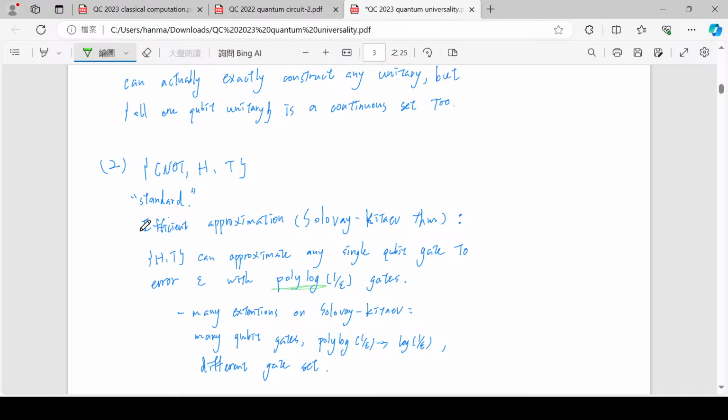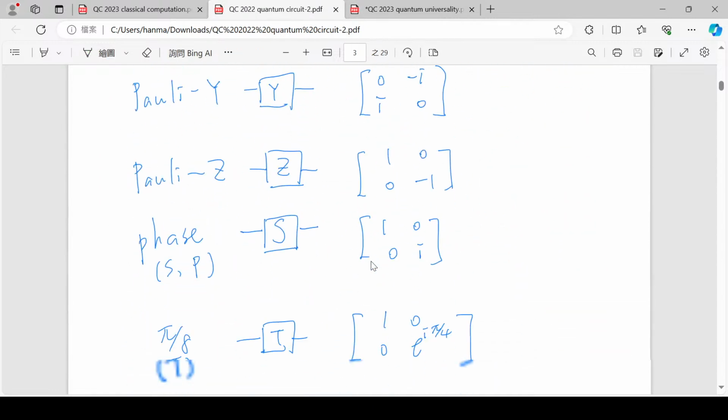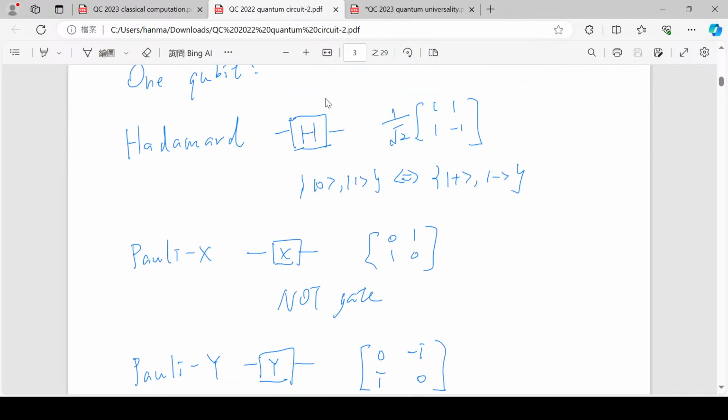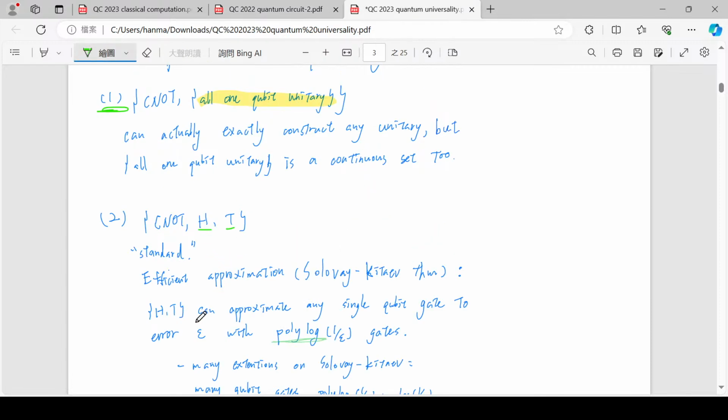And actually this is not exactly what Solovay-Kitaev says. Solovay-Kitaev actually tries to approximate with this gate set, so this gate set is exact. And actually it approximates the 1 qubit unitary using those 1 qubit gates. So this is the Hadamard gate and the T gate. And remember we have the Hadamard gate and T gate here. So the Hadamard gate is this thing, and the T gate is this thing. And so Solovay-Kitaev is really a 1 qubit unitary theorem. It says if you just use those two 1 qubit gates, then you can approximate any 1 qubit unitary to precision epsilon.